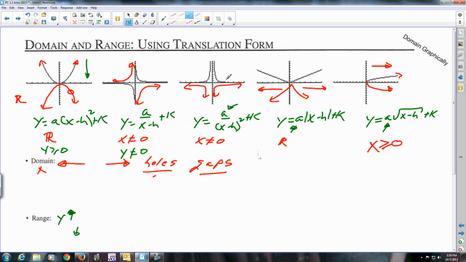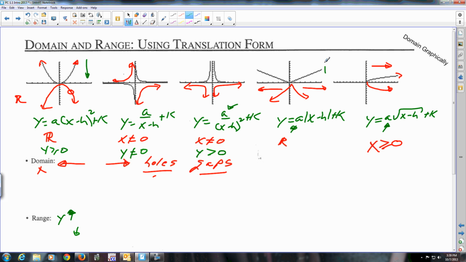For this black one, can you go as high as you want? Yep. Can you go as low as you want? No. We can only go down to the x-axis. Now remember, that axis is an asymptote, and you can't touch it. So this is y is strictly greater than 0.